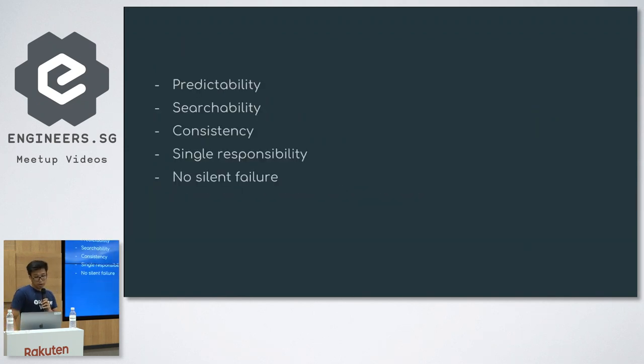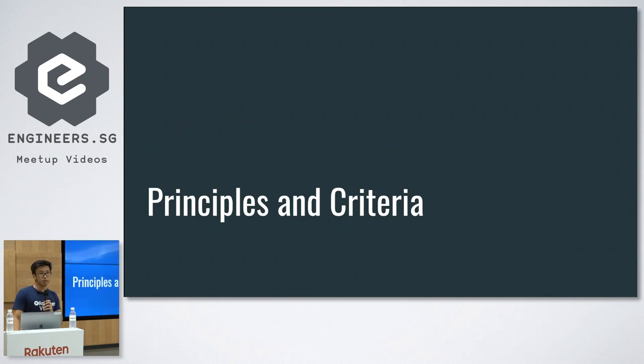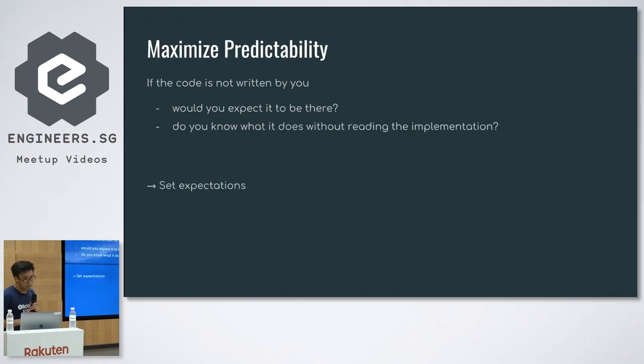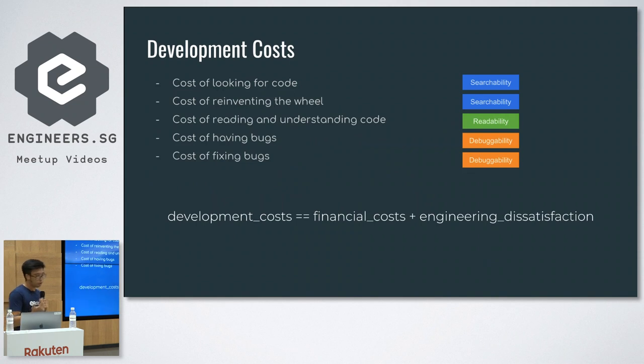So let's talk a bit about the principle and the criteria that we use to tackle things along the way. You will start seeing this keyword that I keep going over again and again within my talks. Okay, so let's go back to all these costs. You can start seeing that looking for code, reinventing the wheel actually, is because of poor searchability of the code. Reading and understanding code, of course, is about readability, and all this is because of debuggability and silent failure.